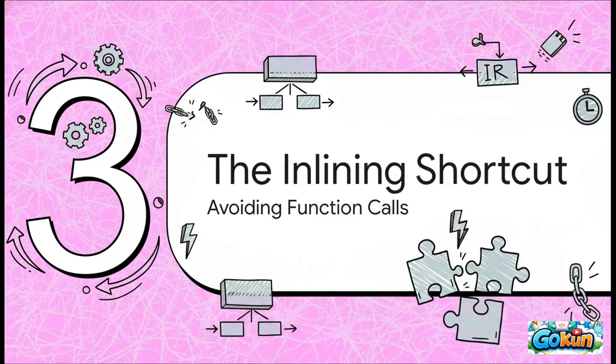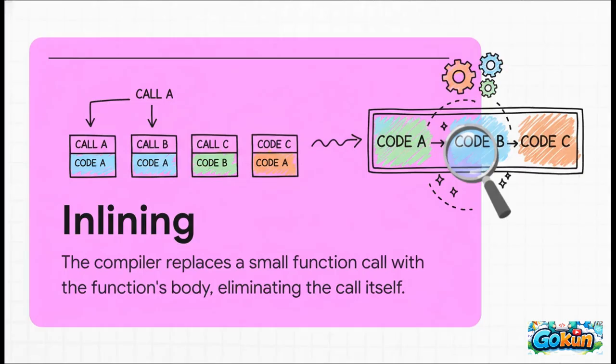So now that our code is in this super optimizable IR format, the compiler starts hunting for shortcuts. And one of the biggest performance killers in any program is the simple act of calling a function. So let's see how the compiler tries to get rid of that cost completely. This technique is called inlining. The idea is actually pretty simple, but it's incredibly powerful. Instead of making the program jump over to a function's code, run it, and then jump all the way back, the compiler just takes the code from inside that function and copy-pastes it directly where you called it. The function call itself? Poof, it's gone.